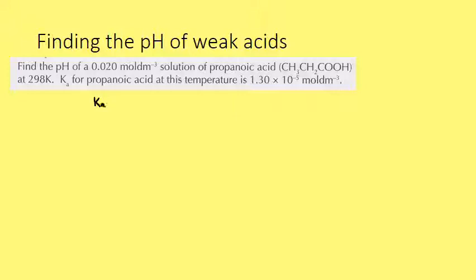Let's start with the expression for Ka. So we've got Ka, and it's a normal equilibrium expression. So we've got the hydrogen ion concentration, and we're going to times that by the conjugate base concentration, which we'll write like this.